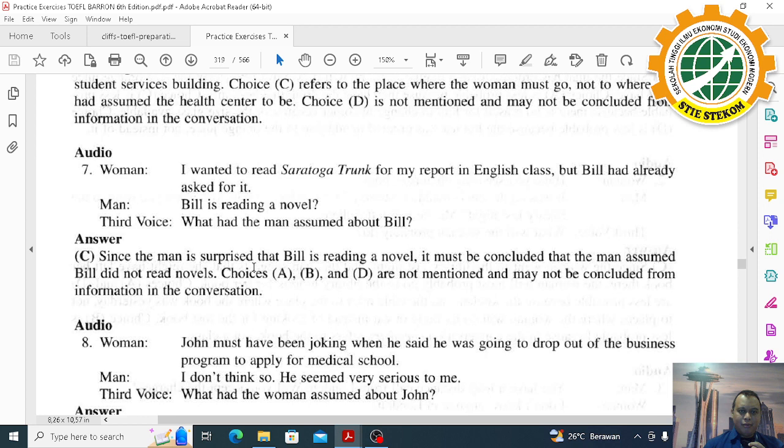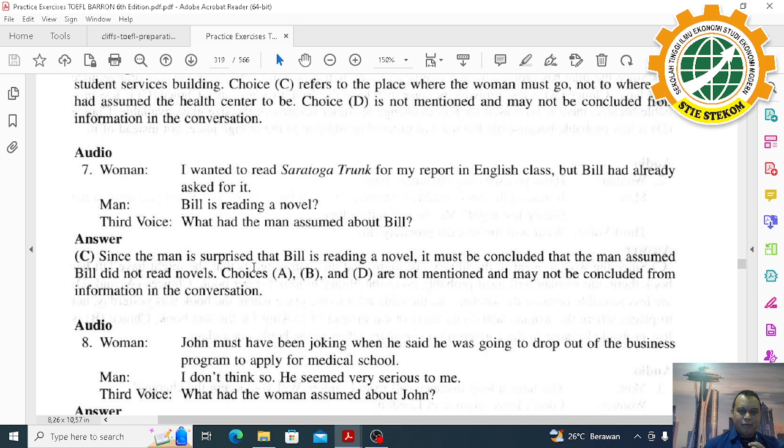Okay, and then number 9, when we got there, Mr. Brown was already in the lab getting the equipment set up. You mean he was on time? What had the woman assumed about Mr. Brown? Yang paling best answer adalah A, ya. So the best answer is A. Okay, where is this? Oh, sorry, it's this one over here. Okay, the best answer is A.